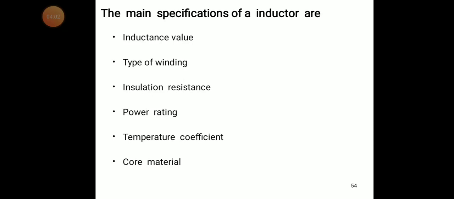Next is the core material. What type of core material are we using? Depending on the core material, we can know how much magnetic flux will link with the inductor and what type of losses we get. So these are the general main specifications: inductance value, type of winding, insulation resistance, power rating, temperature coefficient and core material.